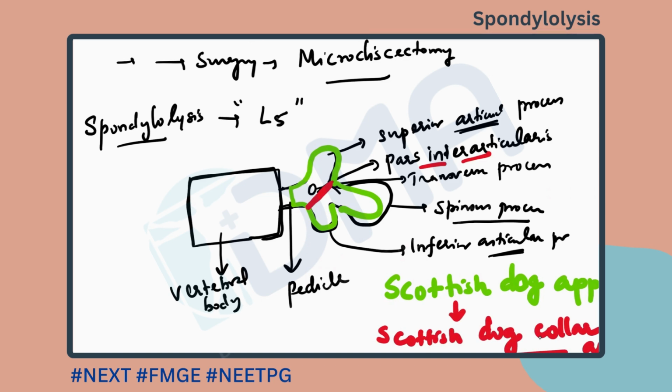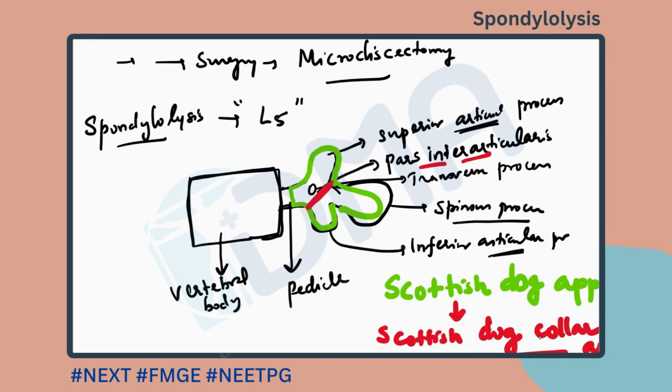So what is spondylolysis? A fracture of the pars interarticularis is called spondylolysis. Normally, when you look at the vertebra from the lateral side, it gives a Scottish dog appearance. When there is a fracture, it is like a dog wearing a collar. So it is the Scottish dog wearing collar appearance.